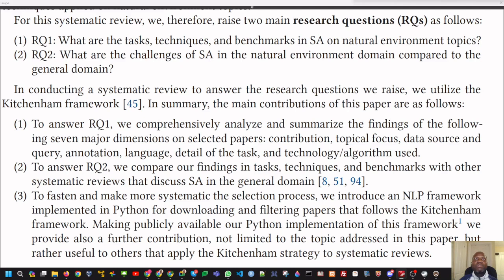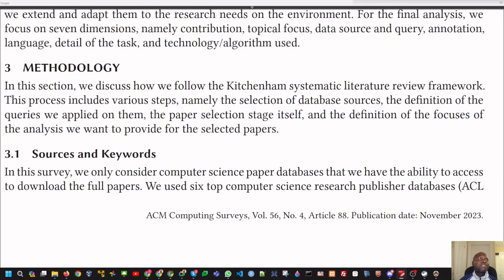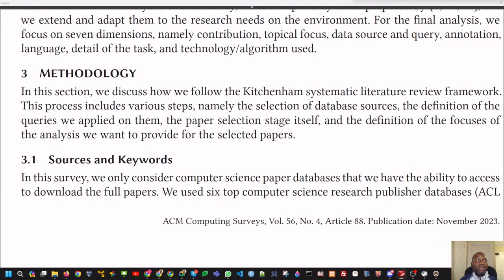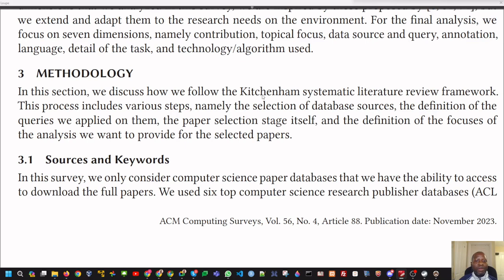Right, now I will jump to another section of their work that I would like you to pay attention to. This is the methodology section, which of course specifies that it is using Kitchenham, a systematic literature review framework. And Kitchenham did publish a guideline. I think it's supposed to be 2007, and we will look at what it says.